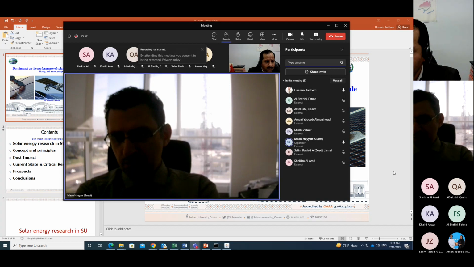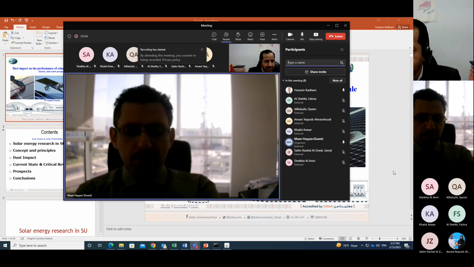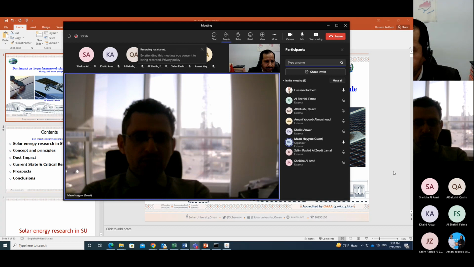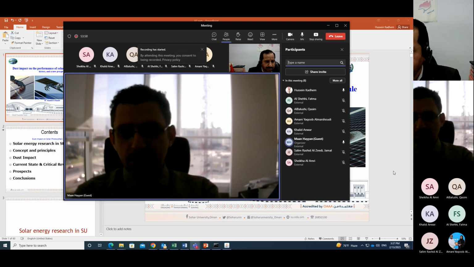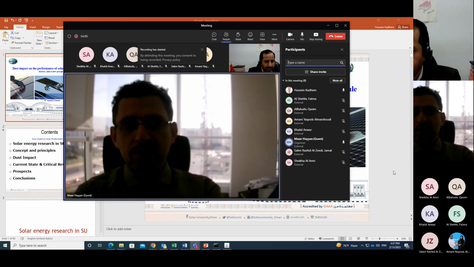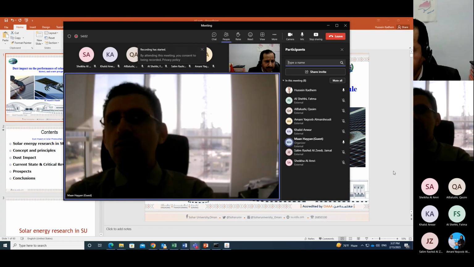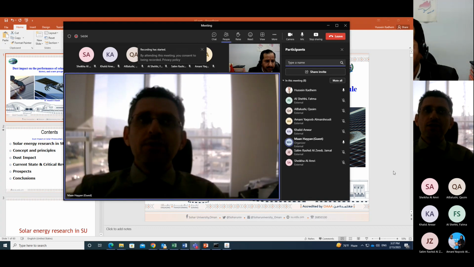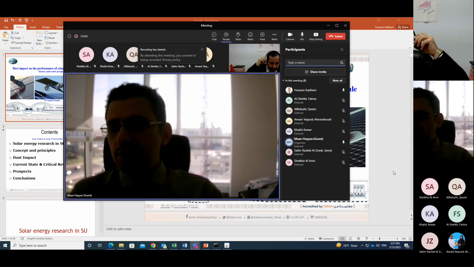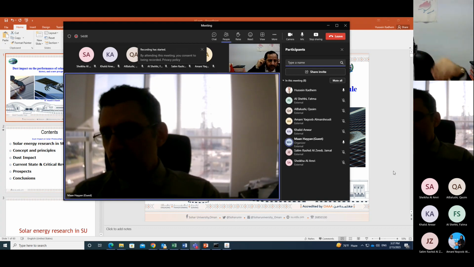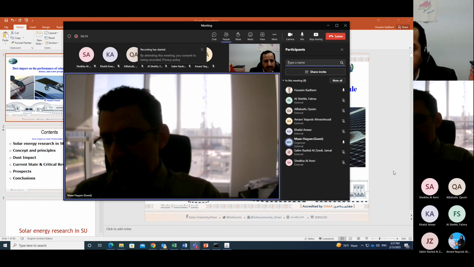Yeah. Okay. So these are the parameters that should be considered when you study the effect of the dust. Okay, so let's say the mitigation types for this dust: do we need to consider the shape and the type of the dust while selecting the mitigation method for the dust?